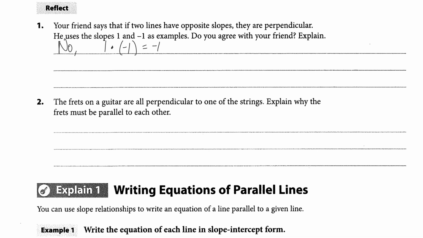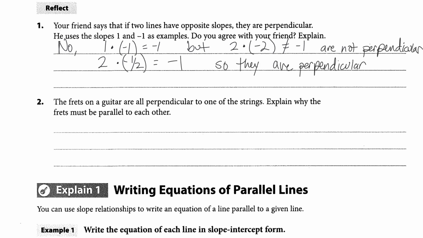But if we look at another set of opposites, those will not be perpendicular. For example, 2 and -2. When we multiply those together, it does not come out to -1. The slope that goes with 2 would actually be -1/2, and that would come out to -1. The slopes must have a product of -1 to be considered perpendicular, or you can think of them as opposite reciprocals.